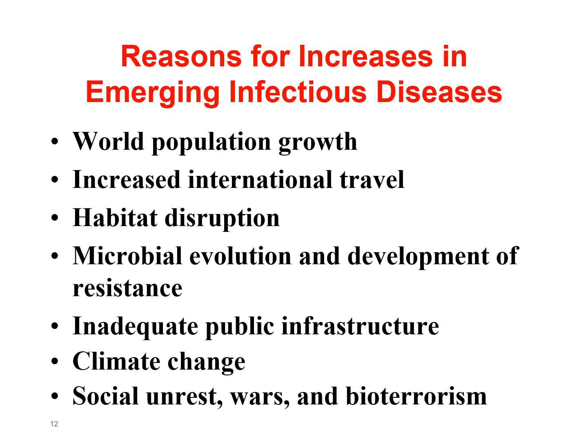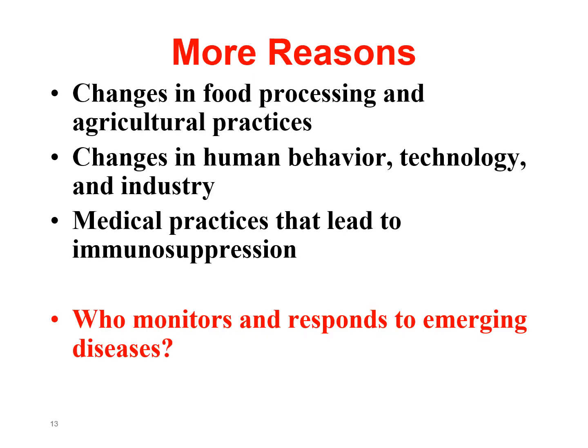Social unrest, wars, we saw in Yemen where they're having a civil war, the largest outbreak of cholera that we've ever seen. So millions and millions of people were infected. Bioterrorism, people do weird things like send anthrax through the mail. So that was back in 2001 they did that. Changes in food processing and agricultural practices.